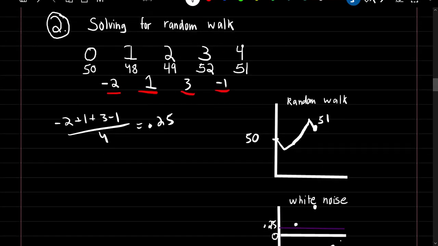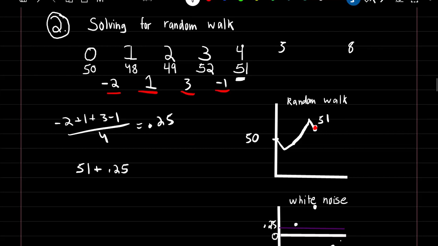So if we want to make a prediction for say time 5 and time 8, we're just going to take our last known value, our value of 51, and then add the average amount of our drift, which was just 0.25. So we take our value at 51, plus our drift, which is 0.25, and then the number of intervals, so from 4 to 5, is just going to be 1. So our predicted value at time 5 is just going to be 51.25.